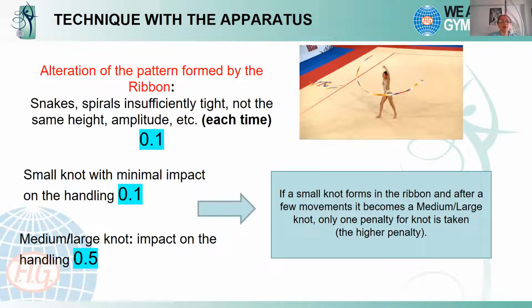Okay. Alteration of the pattern formed by the ribbon: snakes, spirals, insufficiently tight, not the same height or amplitude. Each time is 0.1 in the exercises. This is very important because this is technique.